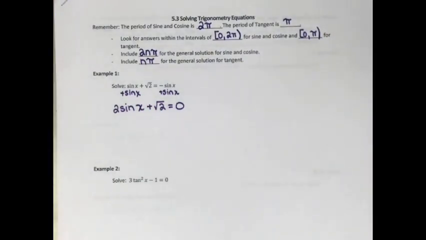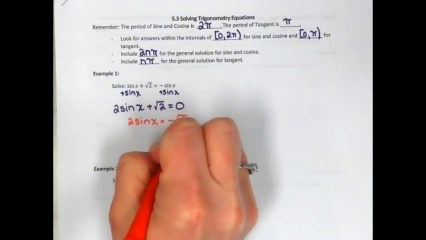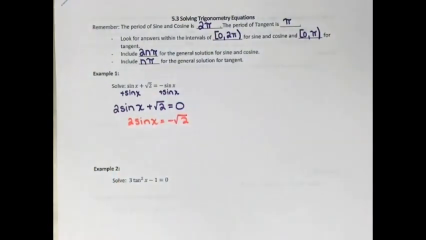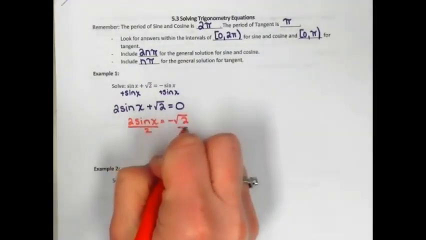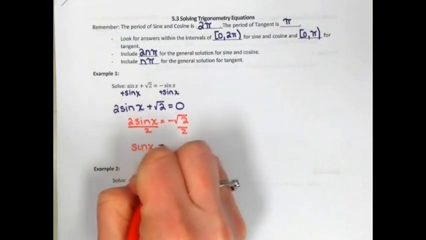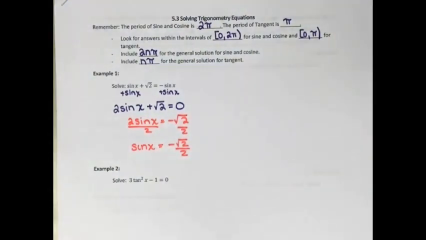So if this just read 2x plus radical 2 equals 0, how do I solve for x? What would be my first step? Subtract the radical 2, right? So when I have 2 sine x equals negative radical 2, yep. And then how would I get rid of the coefficient of 2? I would divide it, right? So divide by 2. So we know the sine of x equals negative radical 2 over 2. So now we actually need to figure out where is negative radical 2 over 2.